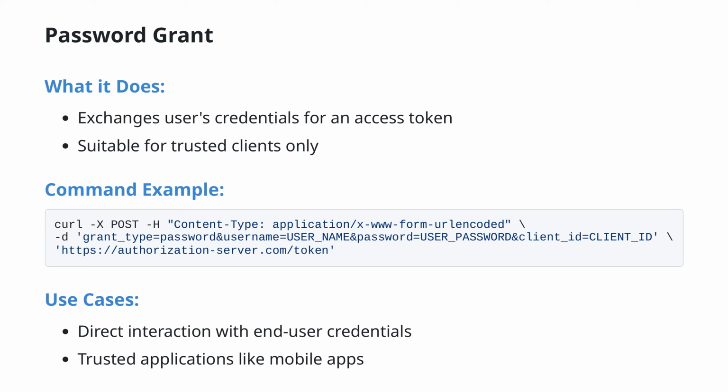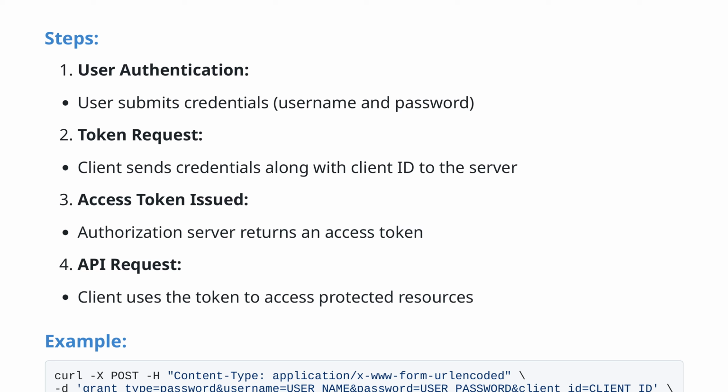This grant type is most suitable for scenarios where the client application is highly trusted, such as native mobile applications or applications maintained by the same entity that owns the authentication server. Essentially, it's best used in scenarios requiring direct interaction with end-user credentials. In this slide, we are going to walk through the steps involved in the password grant flow, which we briefly mentioned earlier as being suitable for trusted clients like mobile apps.